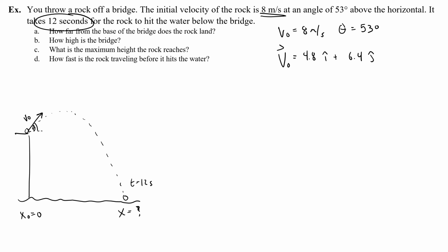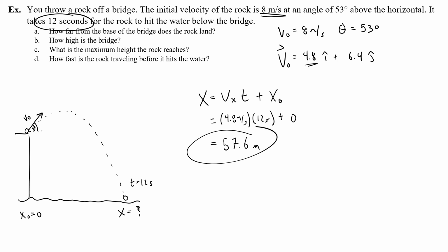So this problem for part A is as easy as taking your x equation. This is the only x equation that you have because it's constant velocity. And plugging and chugging. So let's plug and chug. Our x velocity is 4.8. That's what we found. Our time is 12 seconds, and our initial position is 0. So 4.8 times 12 is going to give me 57.6 meters. Boom. That was really easy. Okay, so part A, done.